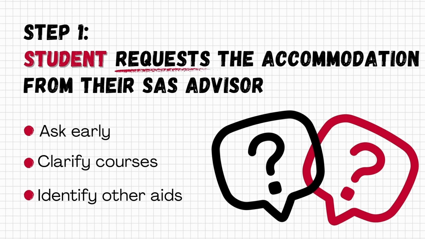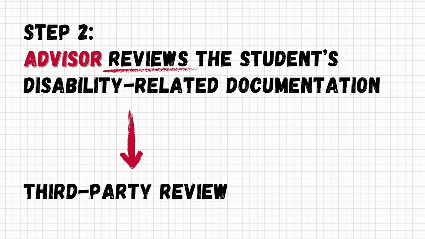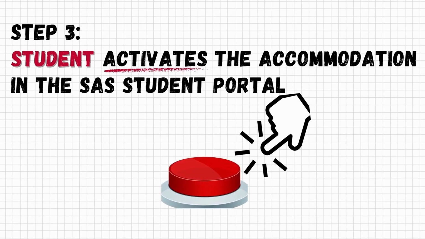Students must also identify what specific courses they will need the accommodation for and whether the professor has allowed any other types of aids for those assignments. Advisors will then review the request and the student's disability-related documentation. Given the complexity of these issues and the potential impact on academic outcomes, SAS often does a third-party review of the documentation as well. If the advisor approves the memory aid accommodation, students must then activate the accommodation in the SAS student portal, similar to other accommodations.